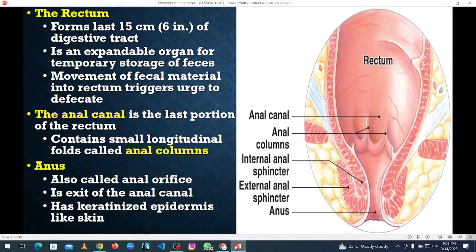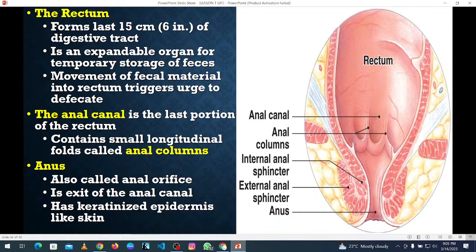So you need to know the anatomy of the rectum, the anal canal, and the anus for you not to mishandle the patient when doing an enema. These are areas that I want us to thoroughly study: the rectum, the anal canal, and the anus.